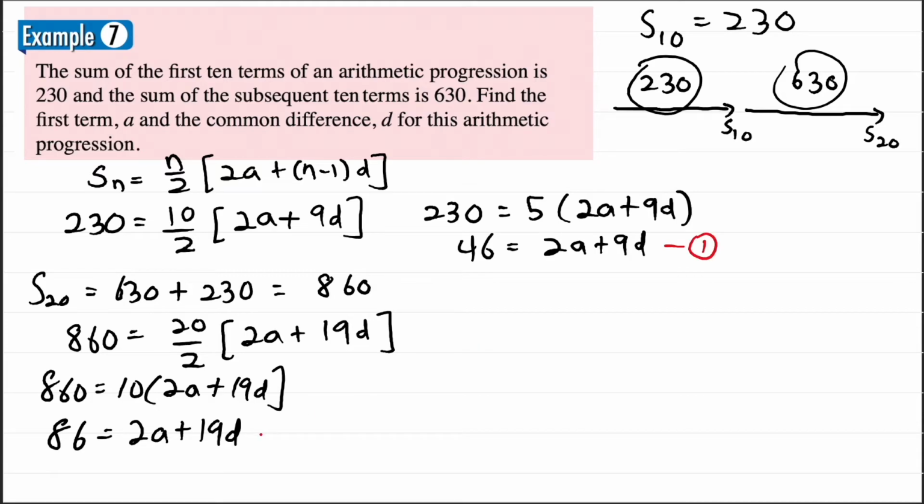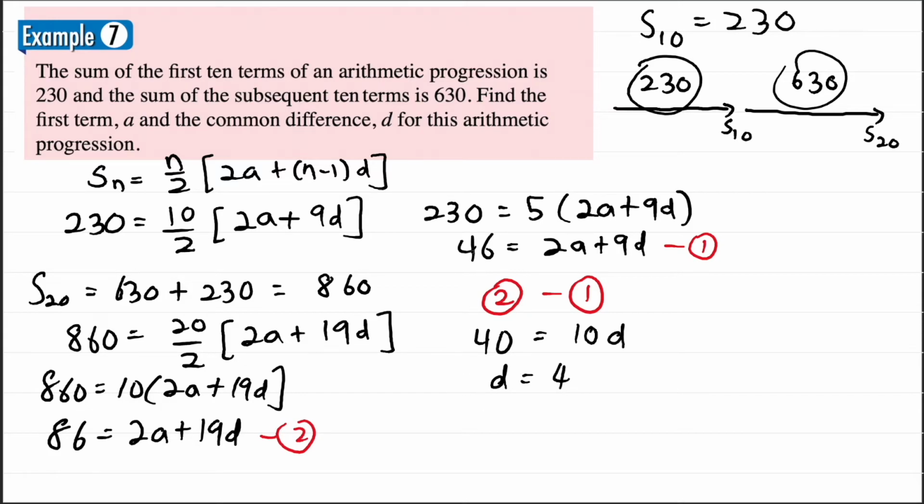Okay. So basically kita dah membentuk satu persamaan serentak. So this is number 1 and this is number 2. So apa yang kita boleh buat? Kita boleh buat 2 tolak 1. Sebab kita ada 2A ni, 2A. Okay, so kita boleh just minus saja. So 86 tolak 46 kita akan dapat 40. Dan 19D tolak D kita akan dapat 10D. So D dia adalah 4.